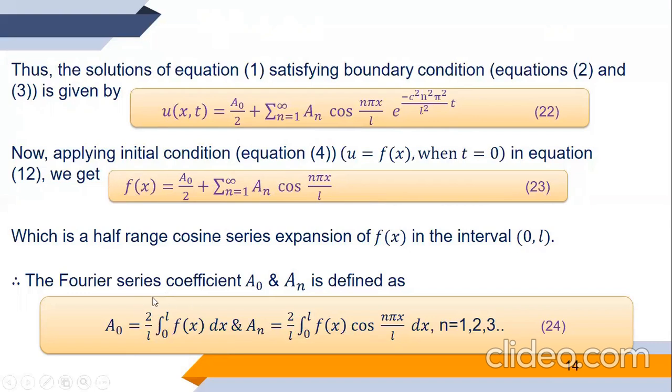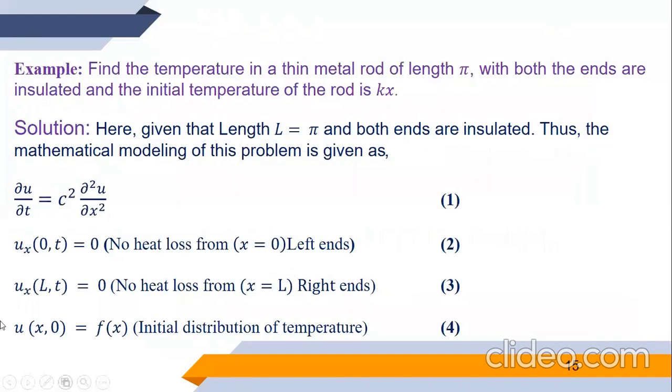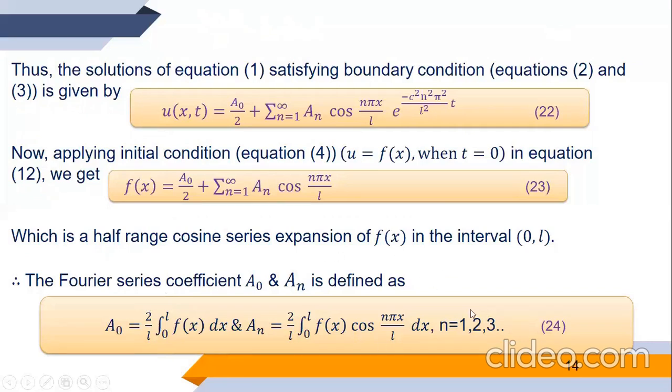Therefore, the Fourier series coefficients a0 and a_n are defined as: a0 is 2 by L integral 0 to L f(x) dx, and a_n is 2 by L integral 0 to L f(x) cos(n pi x by L) dx, where n is 1, 2, 3, and so on.